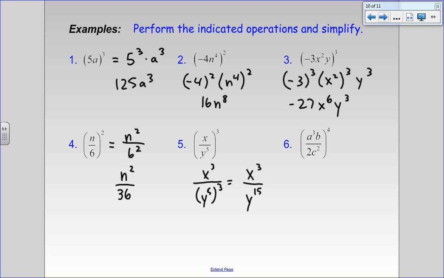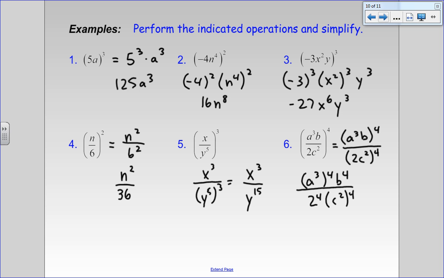Finally, in problem 6, again, we have a quotient raised to the 4th power. In this case, if we raise the numerator to the 4th power, that numerator is actually the product of a cubed and b. And if we raise the denominator to the 4th power, that denominator is also a product of 2 and c squared. So now we can apply the rule for raising products to a power, and we would have a to the 3rd to the 4th times b to the 4th in the numerator, and 2 to the 4th times c squared to the 4th in the denominator.